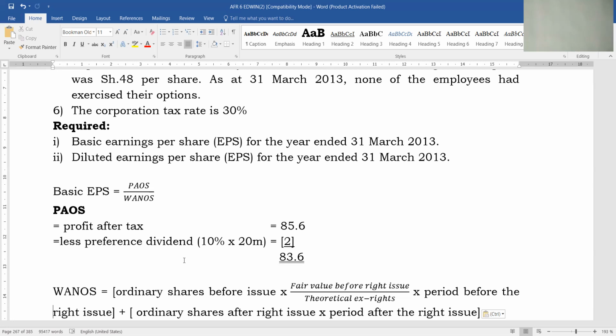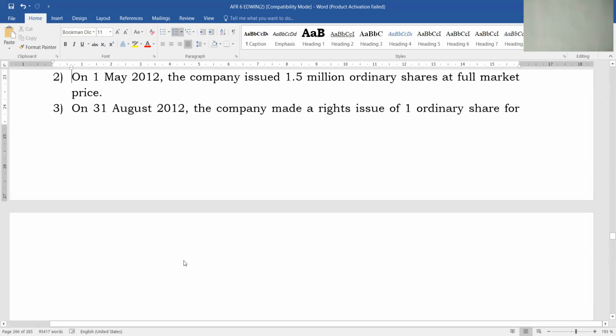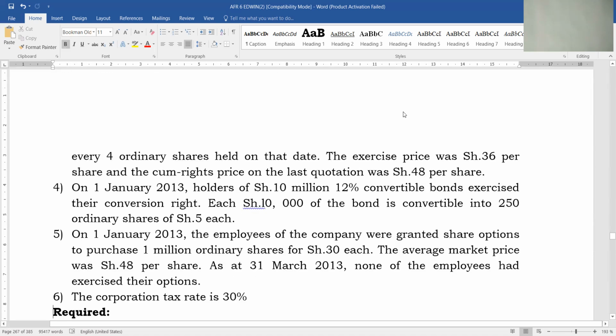If there is a rights issue, we have to use the relevant formula to get the weighted average number. In this question, there was a rights issue. I can explain again: a rights issue is whereby the company issues shares to existing shareholders at a lower price than the existing market price. In note 3, on 31st August 2012, the company made a rights issue of 1 ordinary share for every 4 ordinary shares held on that date. The exercise price was 36 per share, and the cum-rights price on the last quotation was shilling 48 per share.